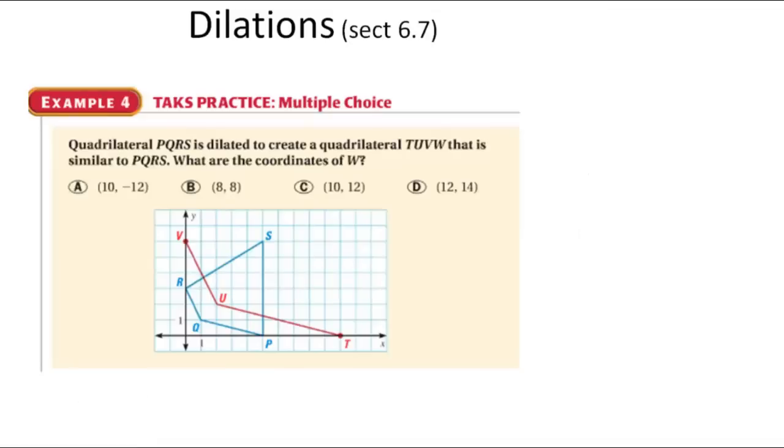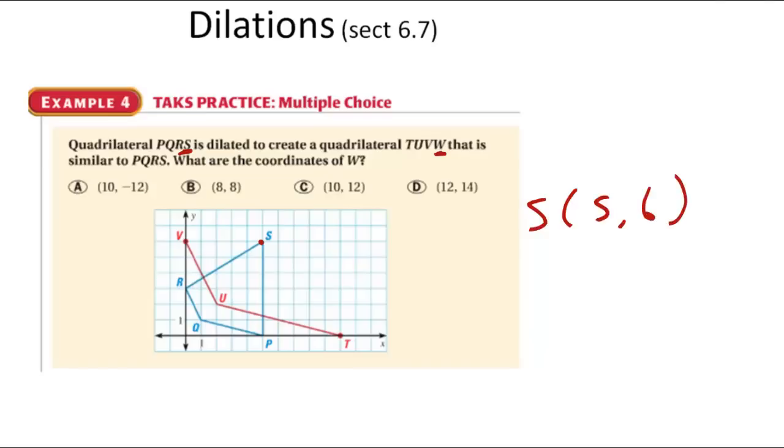Okay, looking at the last problem, and I forgot to tell you, I think I flipped these 2 around on the paper that you had. Suppose quadrilateral PQRS is dilated to create the quadrilateral TUVW that is similar to PQRS. What are the coordinates of W? Well, first of all, notice that W is the last letter. That means it corresponds to S. So what I really want to get is the coordinates of S. So what are my coordinates of S? 1, 2, 3, 4, 5. 1, 2, 3, 4, 5, 6.